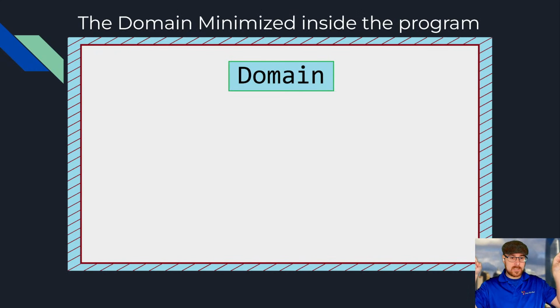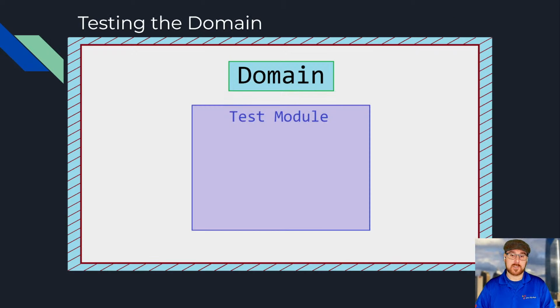So this whole box with the big blue border and the red lines and everything like that represents a program. We'll just call it a program for right now, and the domain is one part of that program. So I just went ahead and minimized the domain here so that I can have some space to talk about testing the domain specifically. A lot of times you have a whole other project, or maybe it's part of your build system, in the same hierarchy of folder structure or something like that.